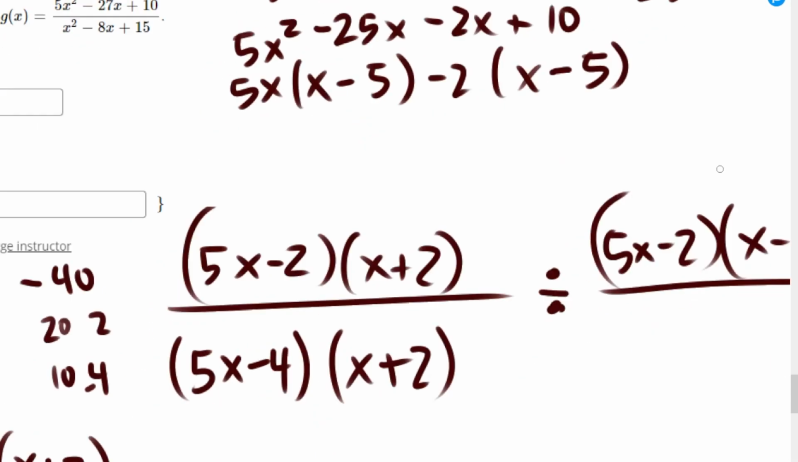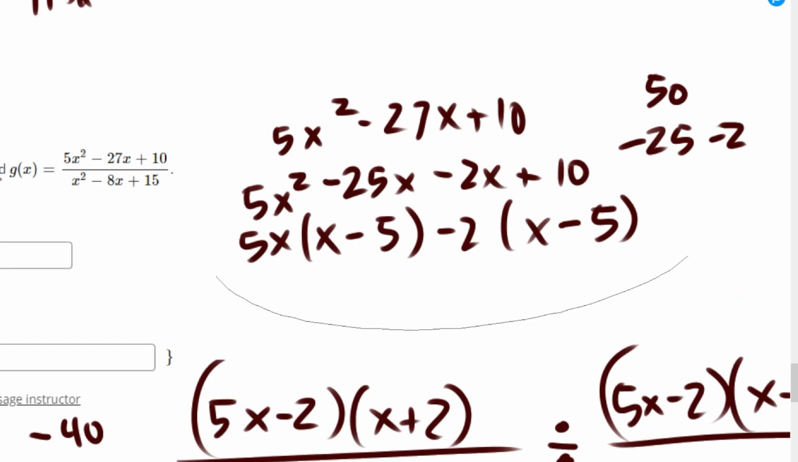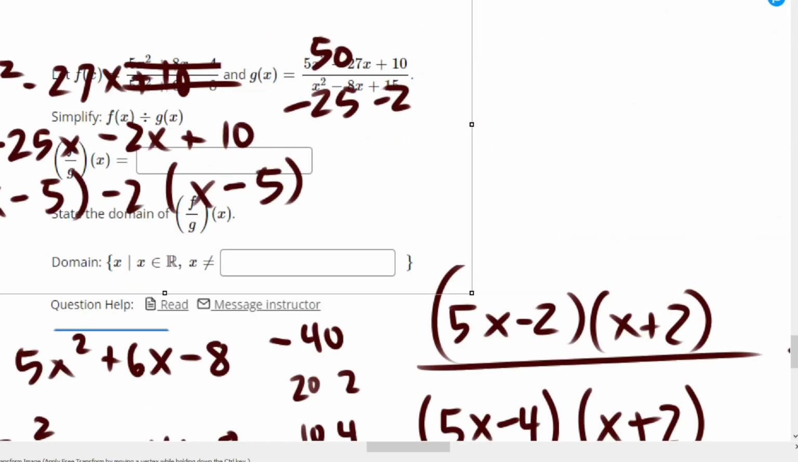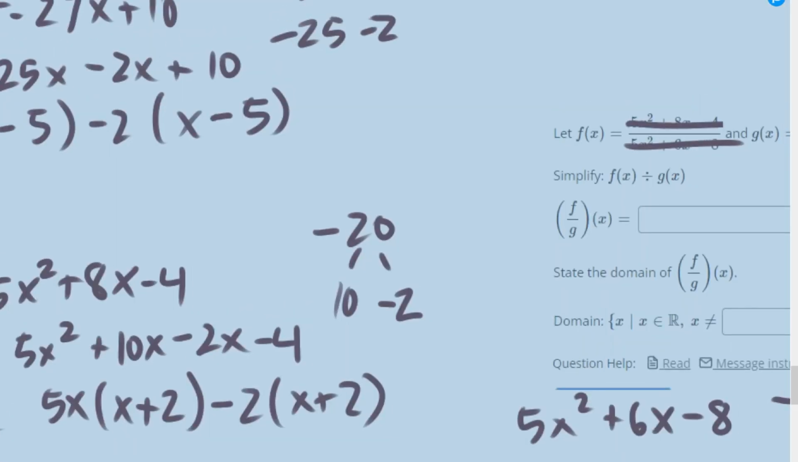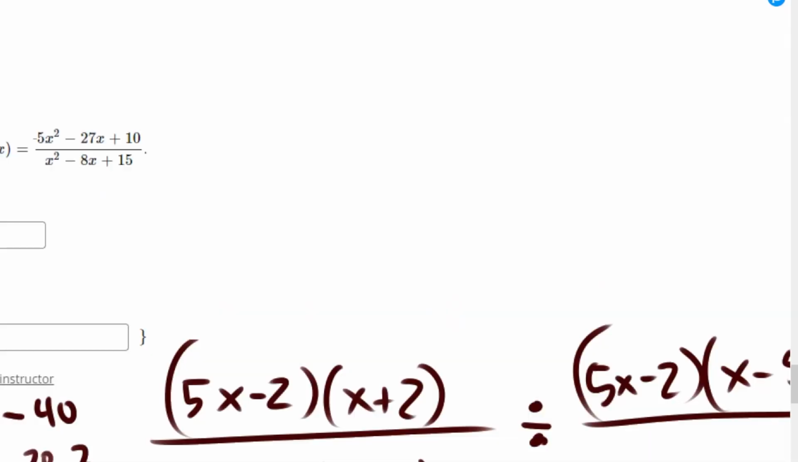One more, come on, we can do it. Let me move this to the side again. Okay, we got that top one. We got that one good and done.